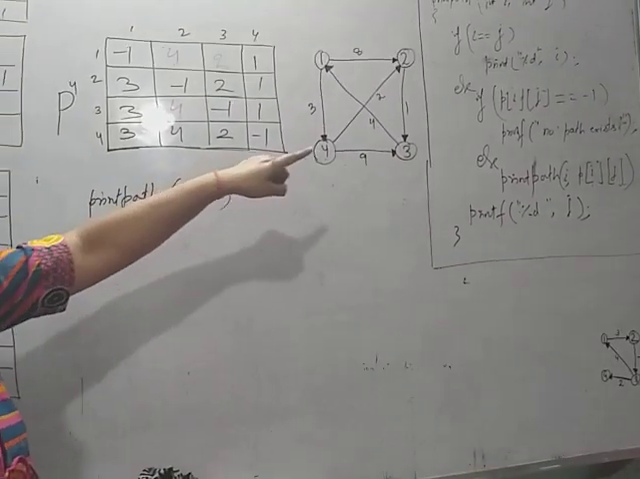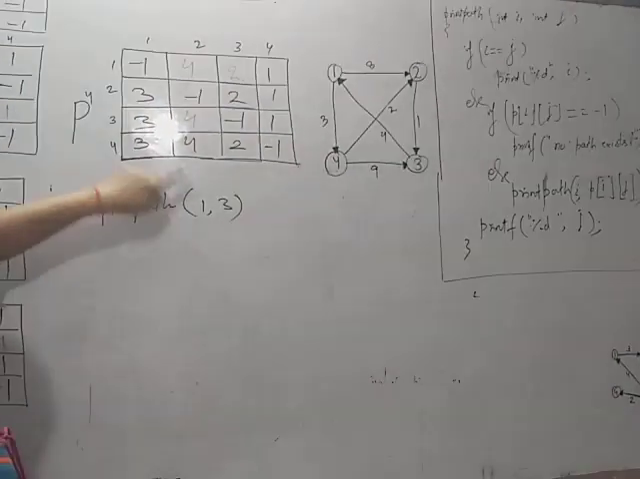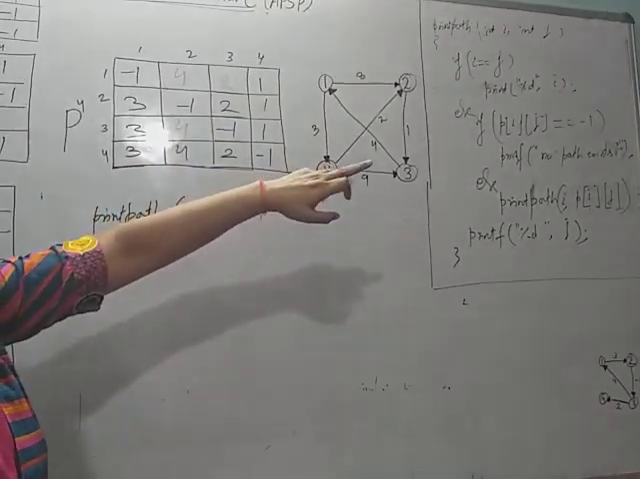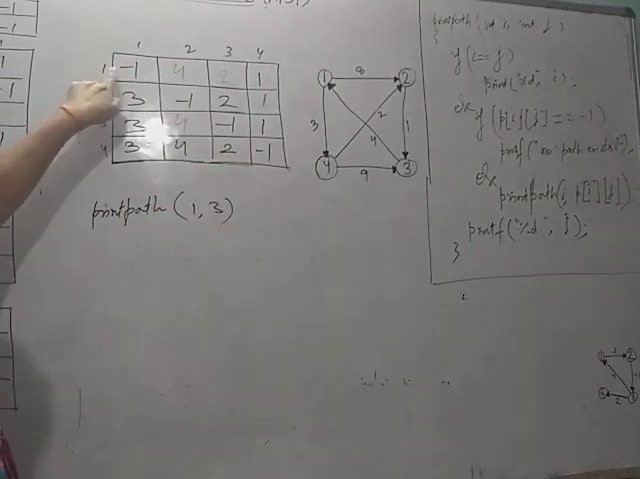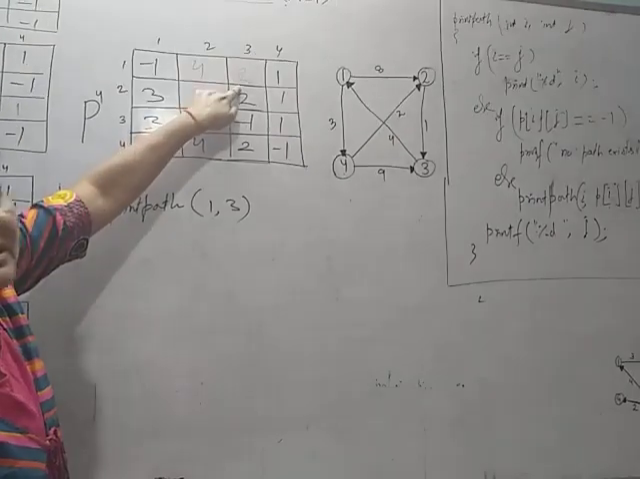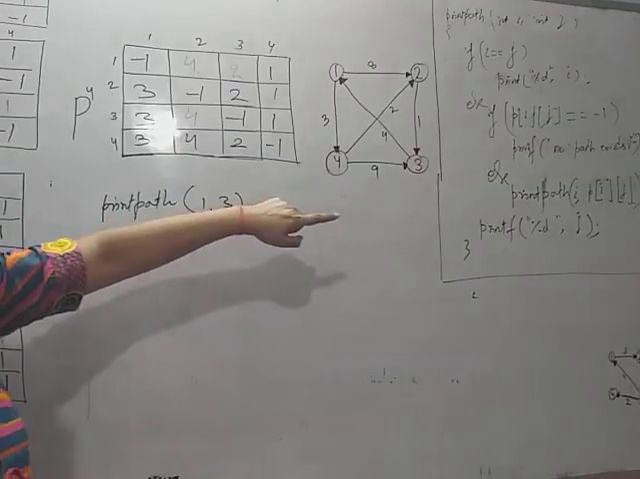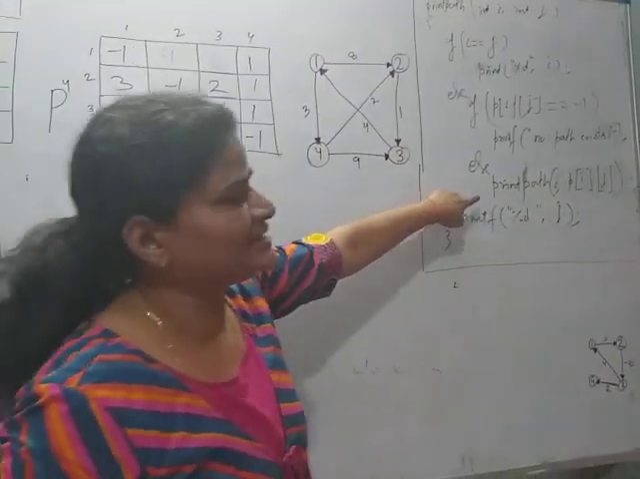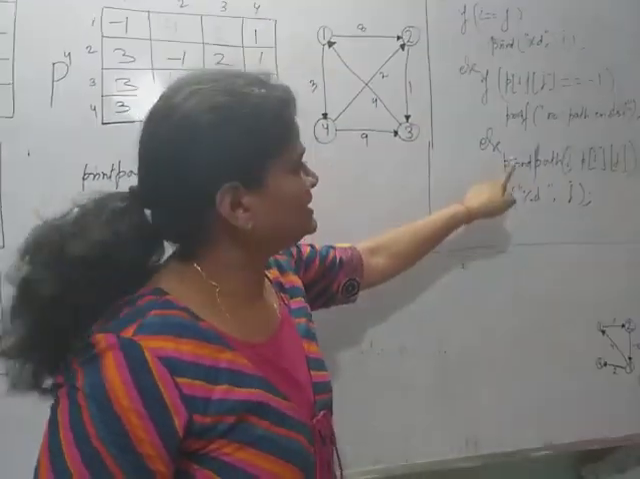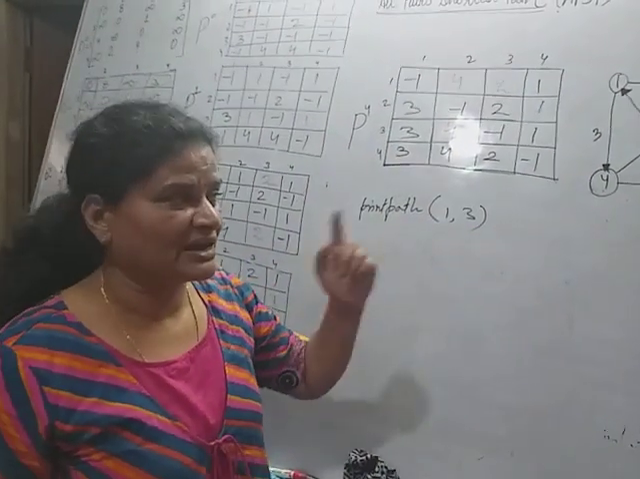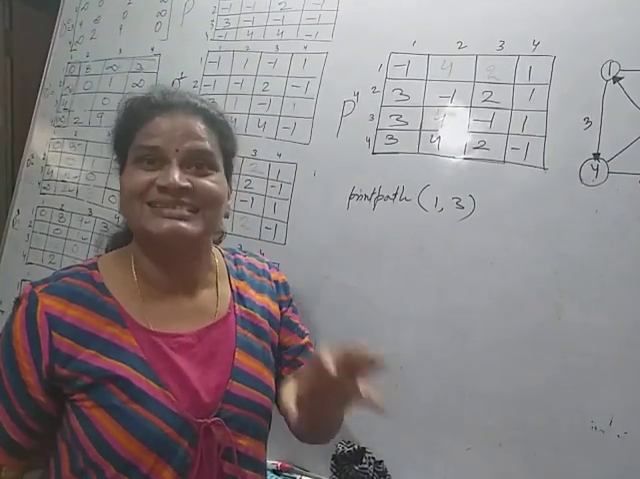So the condition i equal to j, that is 1 equal to 3, is not true. Then P[i][j], the entry P[1][3] here is 2, which is not equal to minus 1, so this condition is also false. So the PrintPath function is called recursively, but this time in the next call the parameter j is changed.